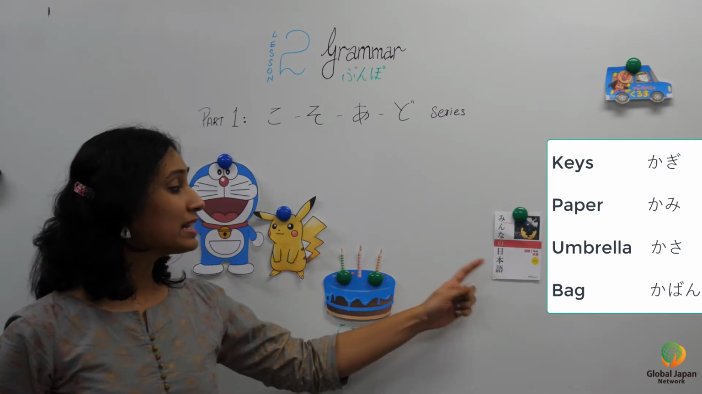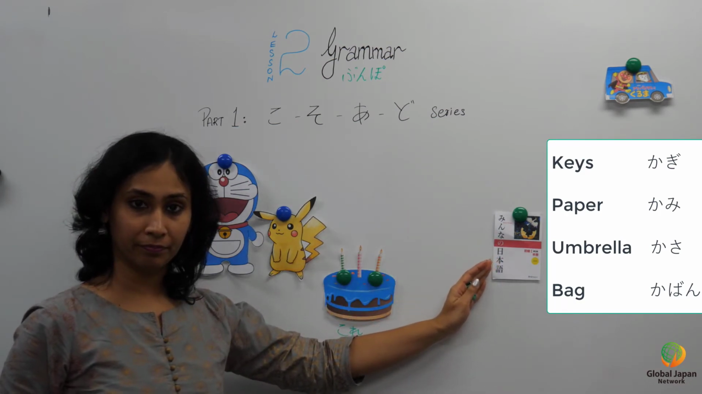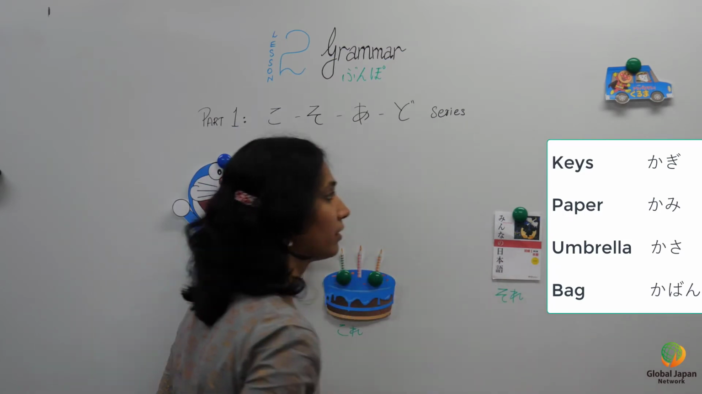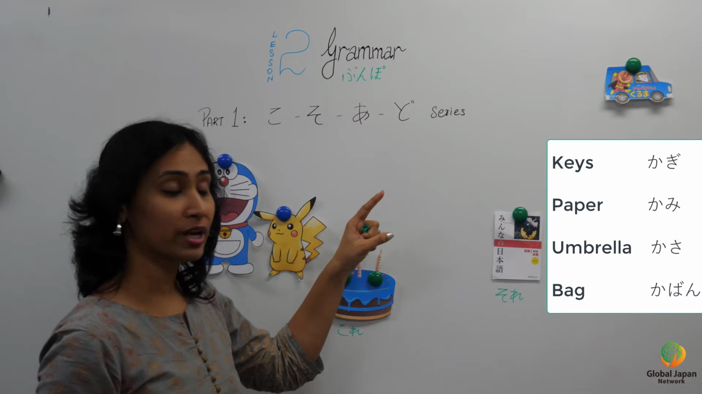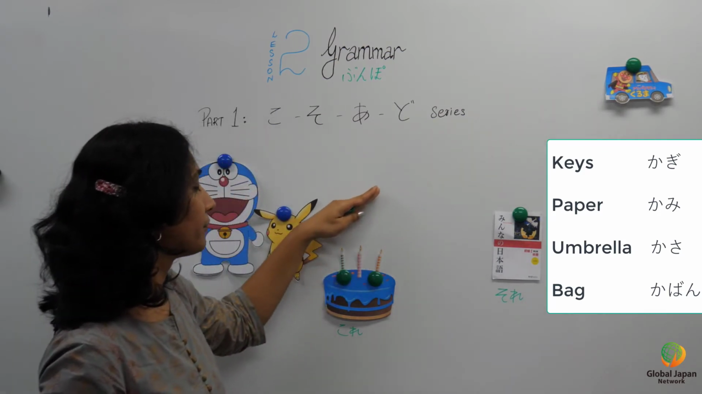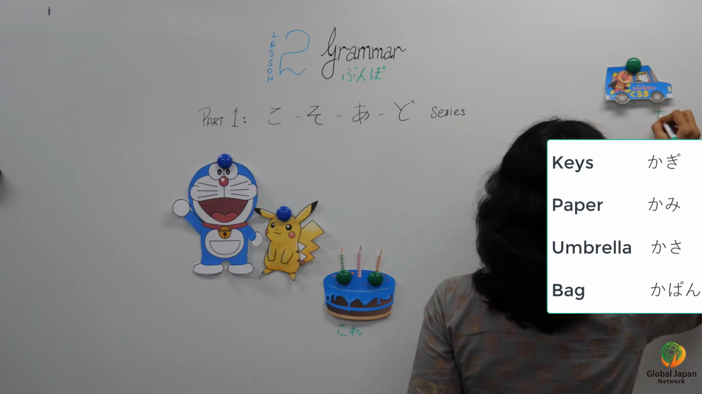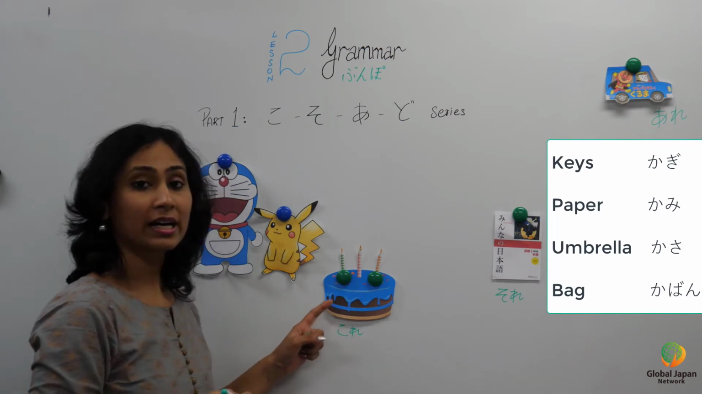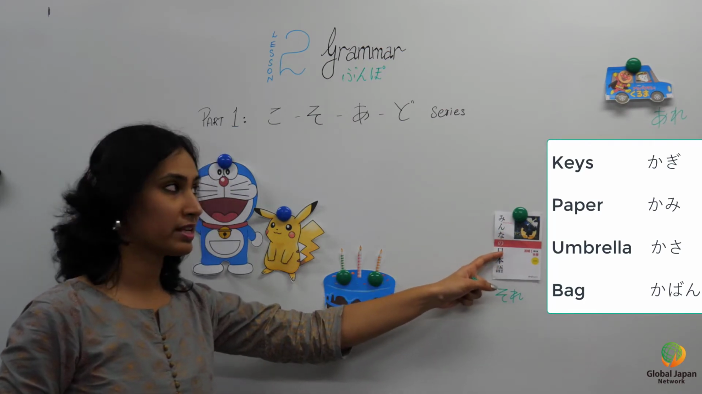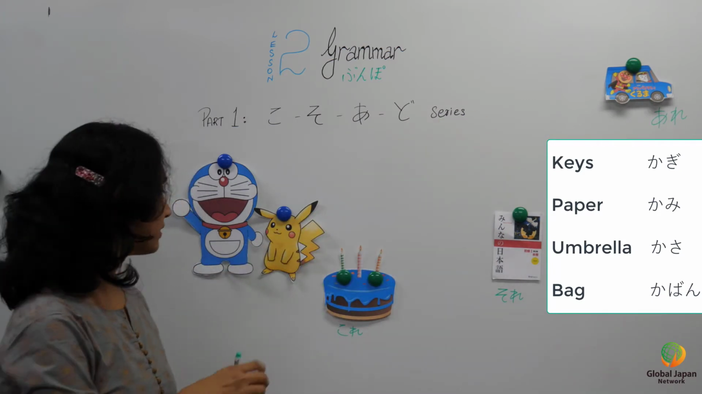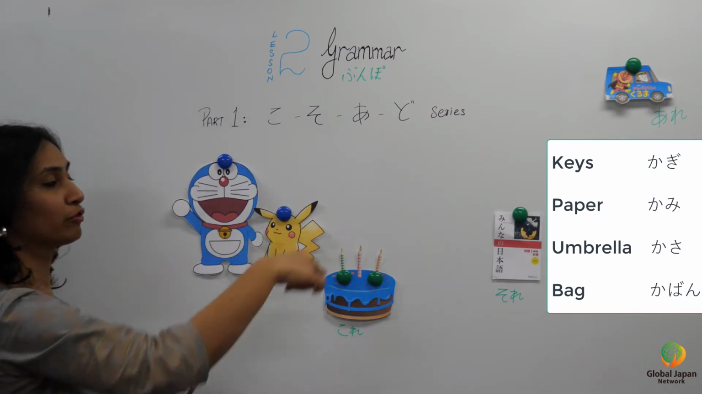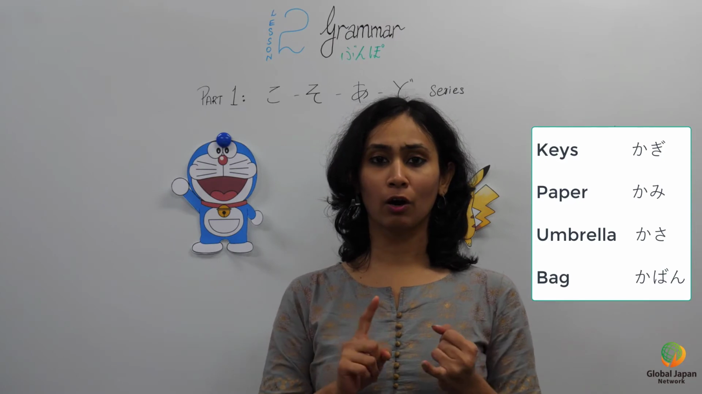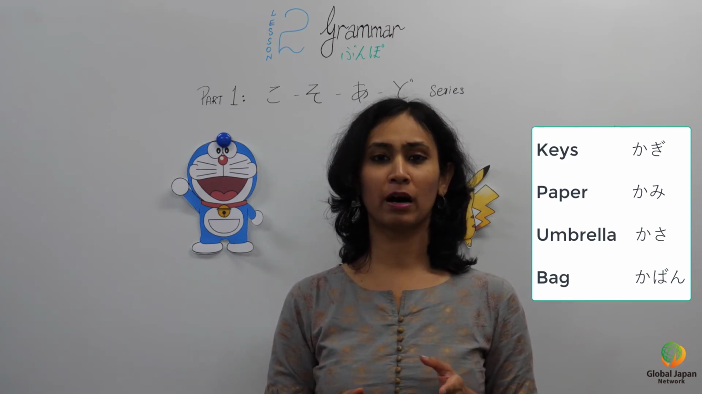This object is slightly far away from them. This one would be referred to as sore. And the third object is far away from them. And this would be referred to as are. Kore wa keiki desu. Sore wa hon desu. Are wa kuruma desu. That's what they would tell to each other if they have to point out to these objects.